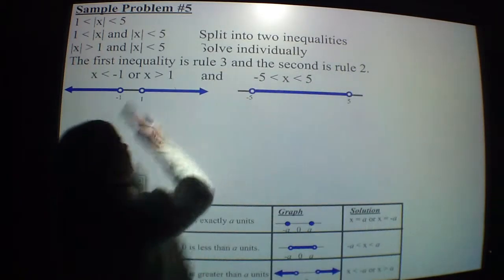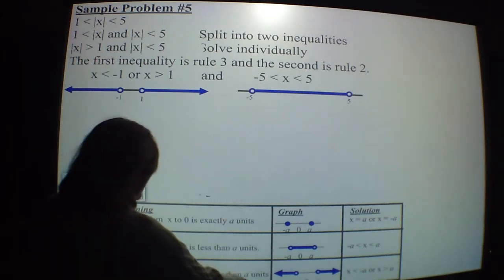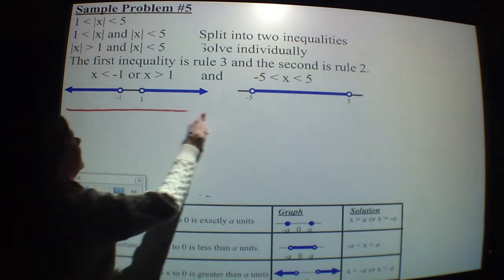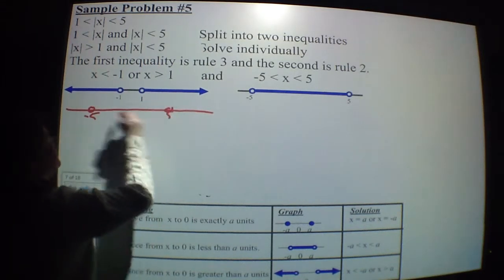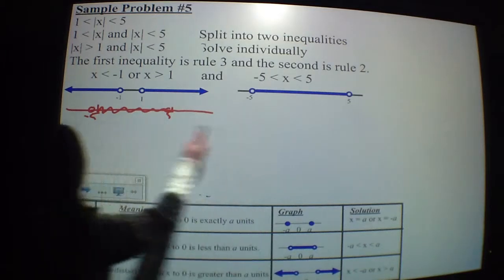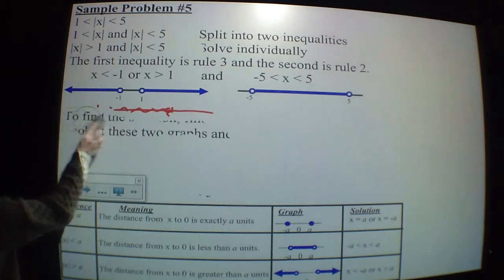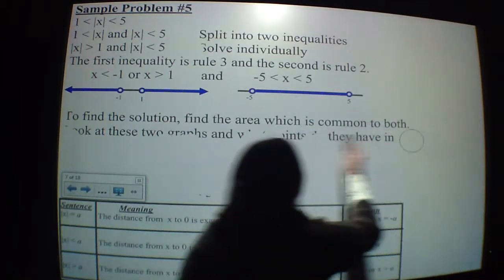So it has to meet both of these conditions. It has to meet this condition and that one. And sometimes when I do it, I'll draw them underneath each other. So it has to meet the first condition and the second. So if you put them together, it's where they overlap. Find the area which contains both, so it's where they overlap.